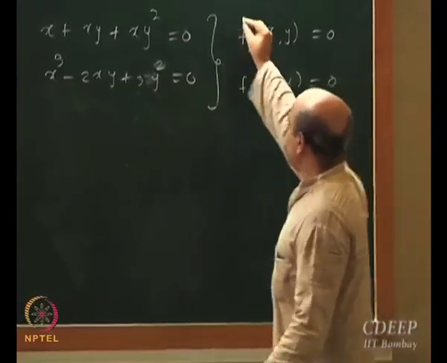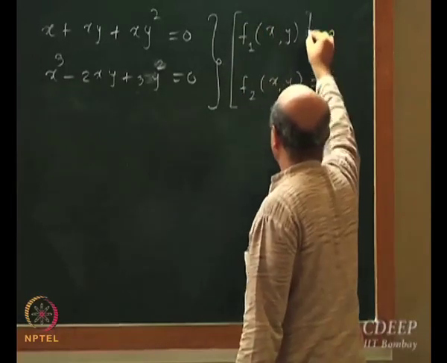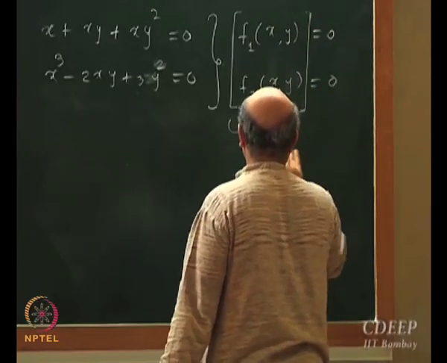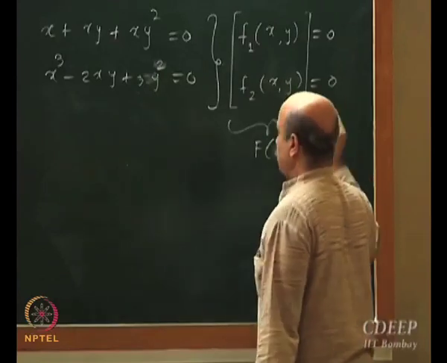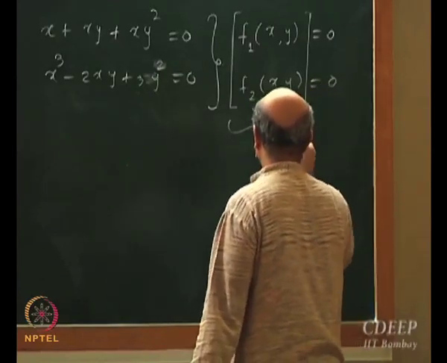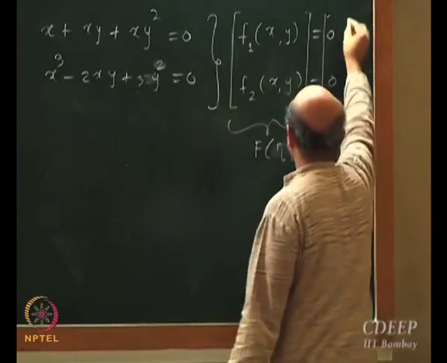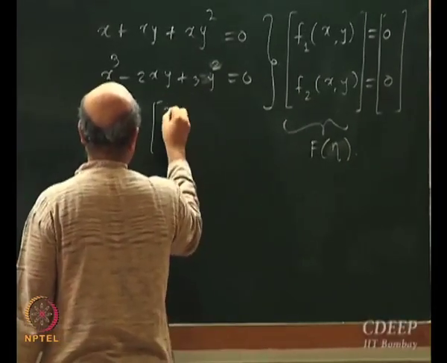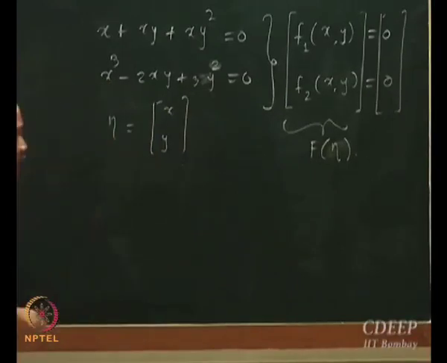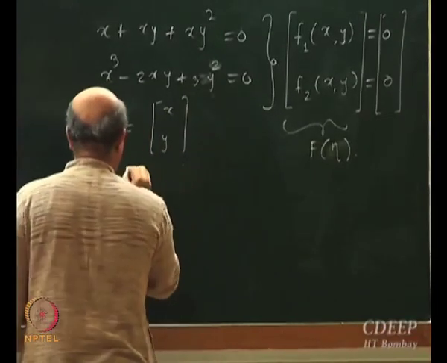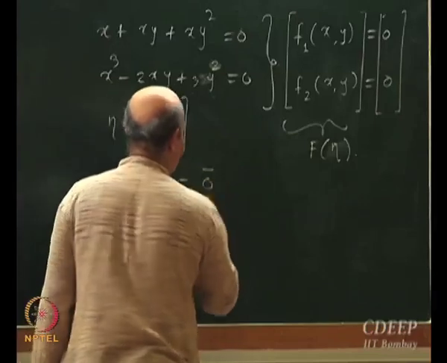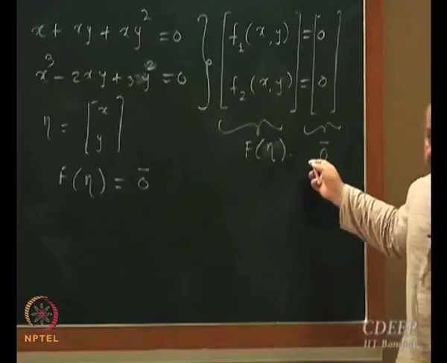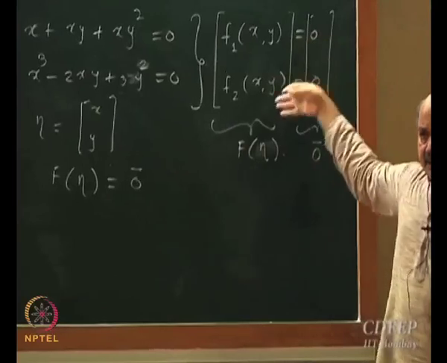Okay, so I'm going to define a vector. This is my function vector. I'm going to call this F of x. Well, let me call some new variable, eta, a vector which comprises x and y. And then I want to solve for F(eta) equal to 0 vector. This is my 0 vector. I'm just writing the same thing in a different format.